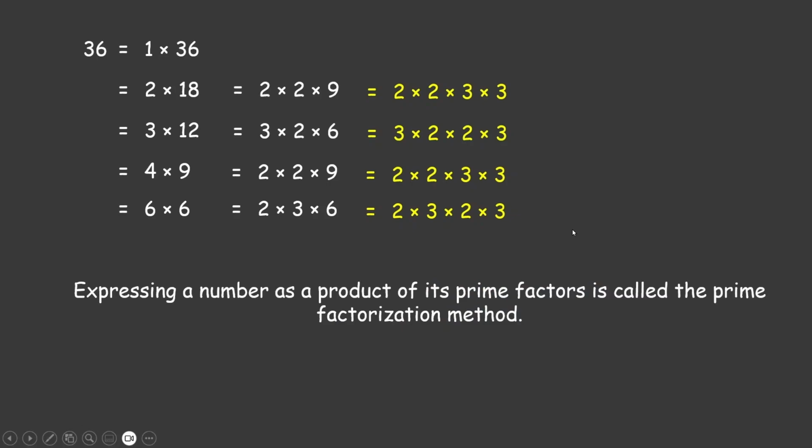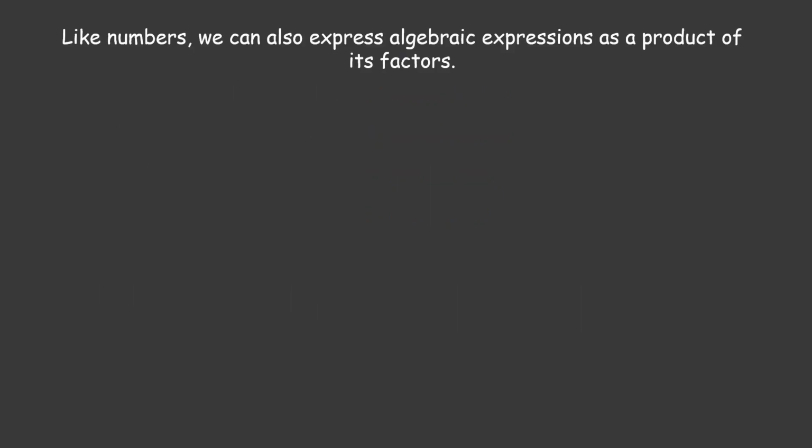Over here, expressing a number as a product of its prime factors is called the prime factorization method. We observe that in all of these cases, the prime factors are 2, 2, 3, and 3. So we can say that 2 into 2 into 3 into 3 is the product of prime factors in every case. Now, like numbers, we can also express algebraic expressions as a product of its factors.